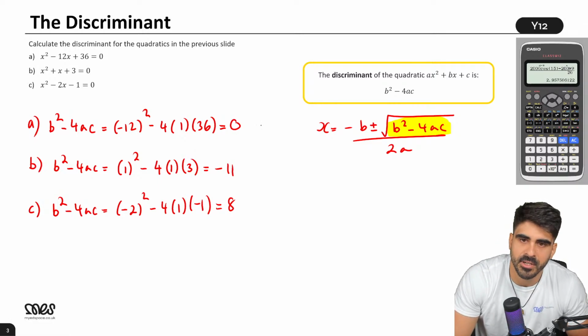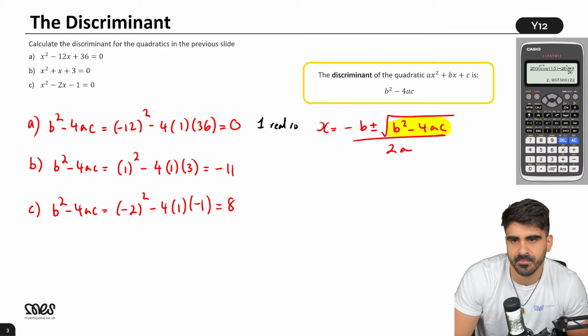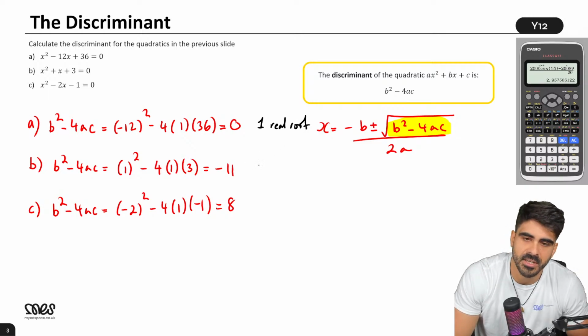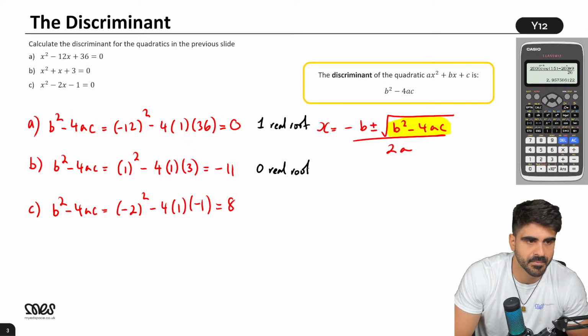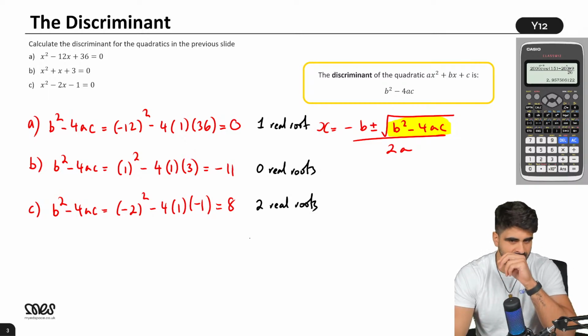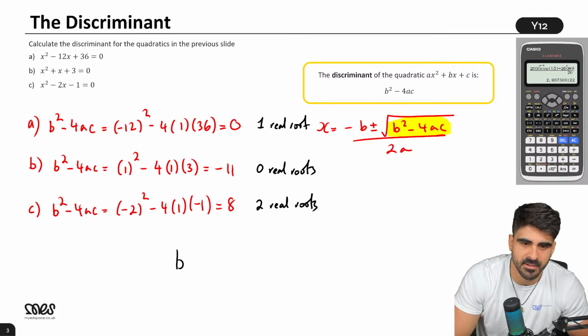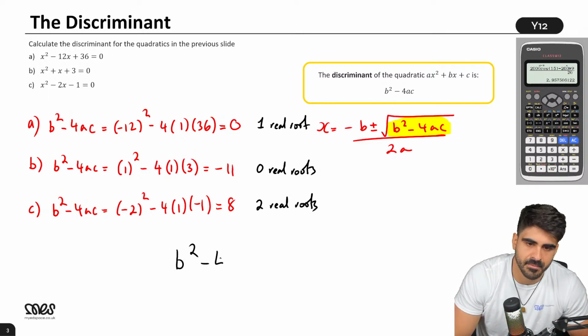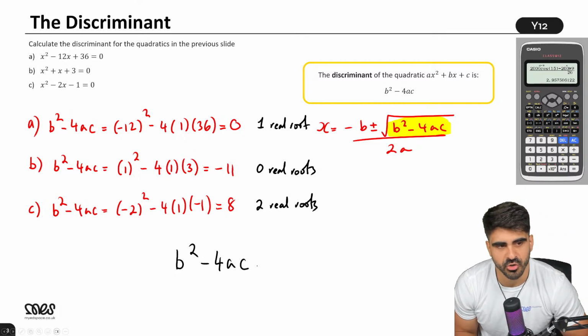Now let's see if you guys can see some kind of general rule here. Now 0 had 1 real root. Minus 11 had 0 real roots. And this one had 2 real roots. Can you see any kind of pattern here with b squared minus 4ac? Because you're thinking about how it relates to the quadratic formula, right?